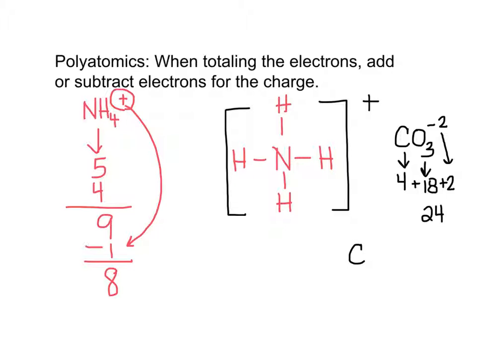So here we go. So we're going to do our carbon, our oxygen, and our other oxygen. That is going to get rid of 6. We need to place 18. 1, 2, 3, 4, 5, 6, 7, 8, 9, 10, 11, 12, 13, 14, 15, 16, 17, 18. Looks like we're done, but actually we're not, because our carbon only has 6 electrons around it.